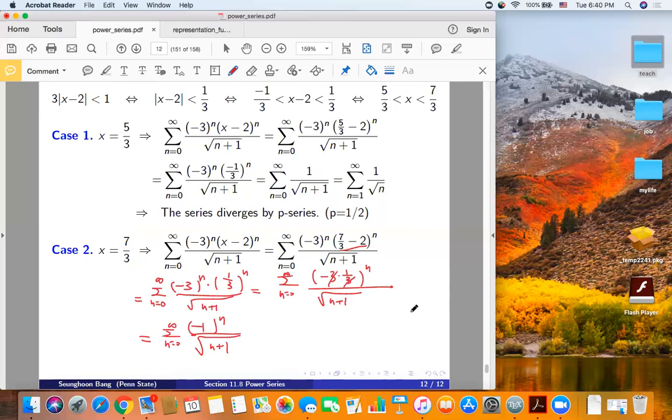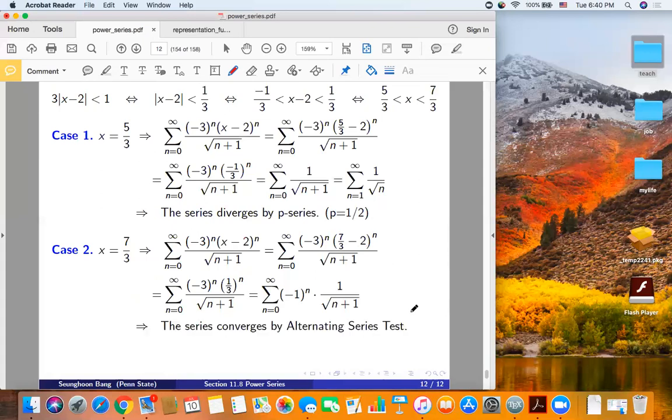Is this series convergent or divergent? What do you think? Convergent? Yeah. By using what kind of test? Yeah, thank you guys. This is convergent by using the alternating series test. So, what is the radius of convergence?